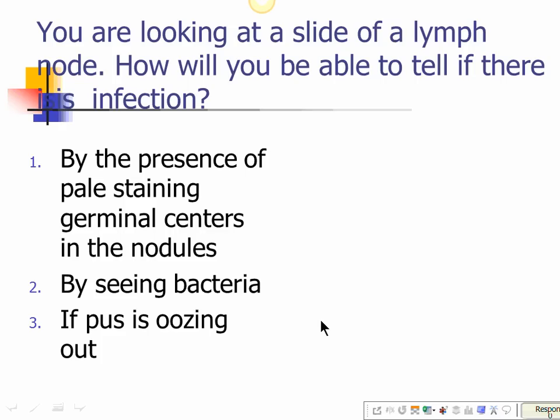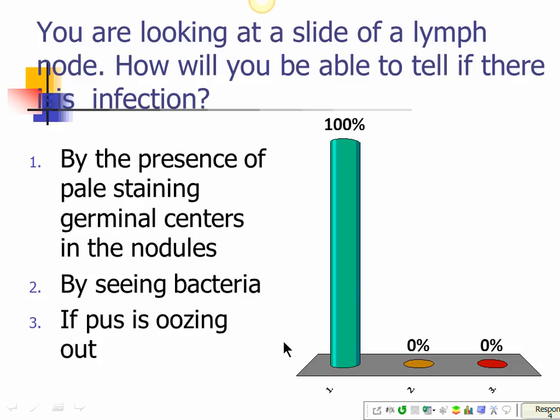So let's say you're looking at a slide of a lymph node. How would you be able to tell if there is an infection? Yes, very good. And I said slide, so you can't see pus in the slides, and not necessarily by bacteria. So you can see the pale staining germinal centers. Yes.